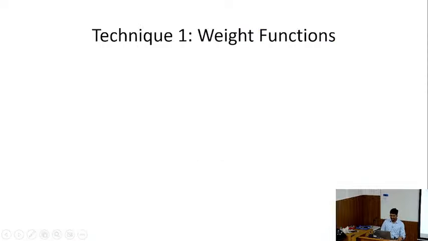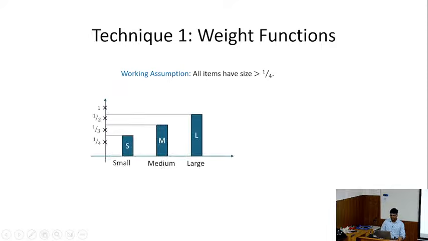So the first technique is that of weight functions. It has been used in multiple bin packing works in the past as well. For our purposes, for now, let's assume that all items have size greater than 1/4. Let's categorize items into three types. If the size is between 1/4 and 1/3, we call the item small. If it's between 1/3 and 1/2, we call it medium. And if it's between 1/2 and 1, we call it large.